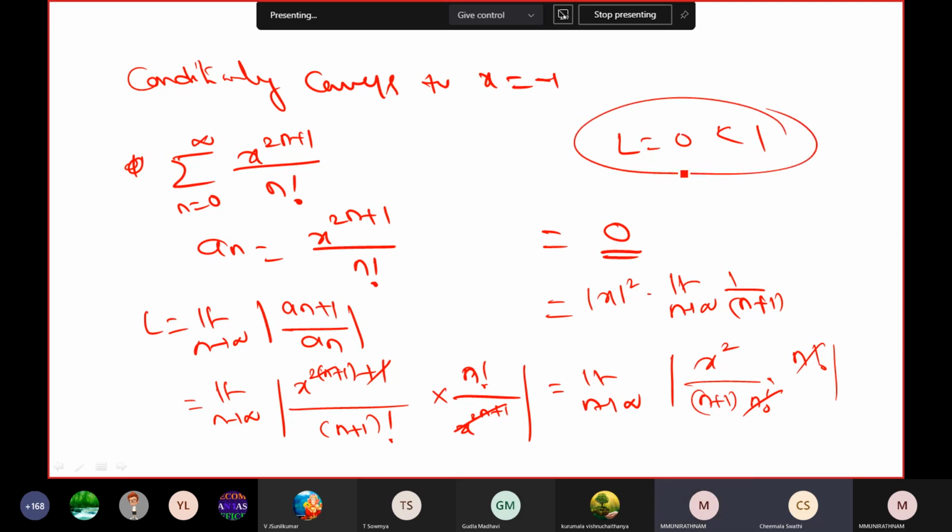So less than 1 means what? For ratio test, what can we say? By using ratio test, the given series converges. D'Alembert test, what does it say? Limit n tends to infinity an plus 1 by an, if the value is less than 1, then the given series converges for any value of x. So here it converges for any value of x.